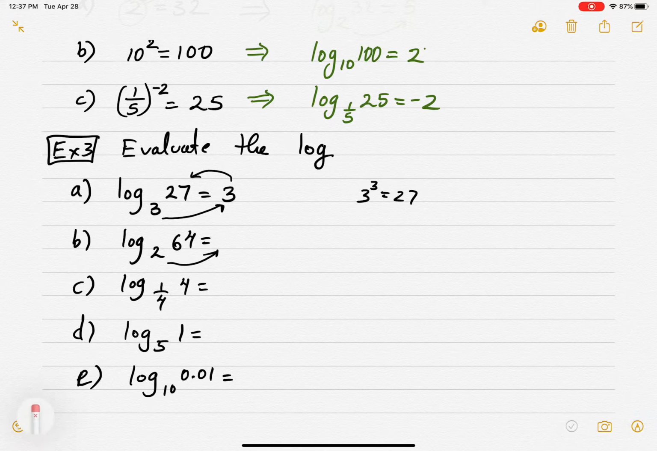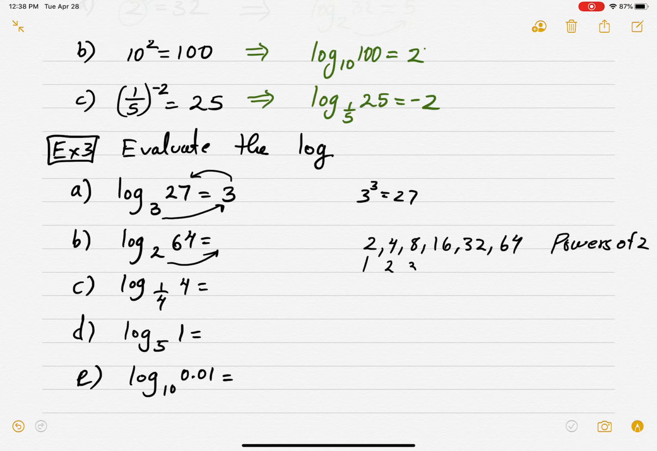Well, I know that 2, 4, 8, 16, 32, and 64 are powers of 2. So how many times do I have to multiply 2 by itself to get 64? Looks like it's 2 to the power of 1, 2 to the power of 2, to the power of 3, to the power of 4, to the power of 5, to the power of 6. So this should be a 6.